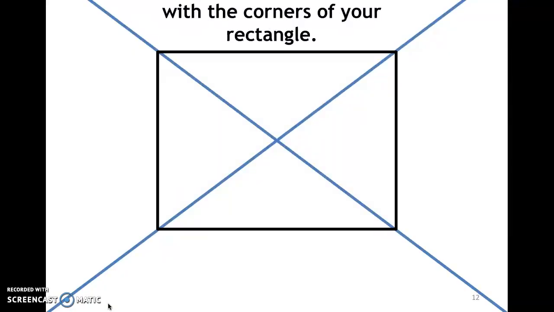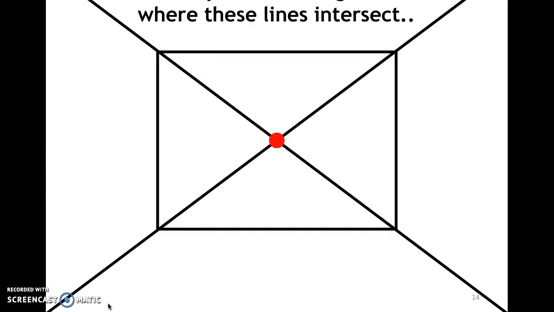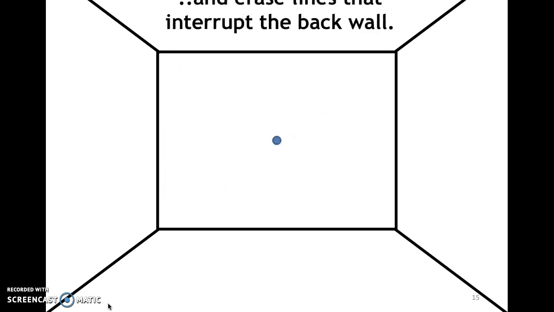The next step is to draw 2 lines that intersect with the corners of your rectangle. You will be using a ruler, of course, with all of your lines, so just angle it to the corners of your rectangle and the edge of the paper. It is okay if your lines don't match up with the corners of the paper, but you definitely want them to match with the corners of your wall. Draw your vanishing point where these lines intersect, and we'll be using this vanishing point to create several objects in the space. And then erase the lines that interrupt the back wall.